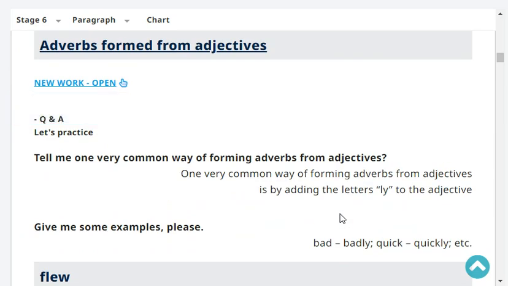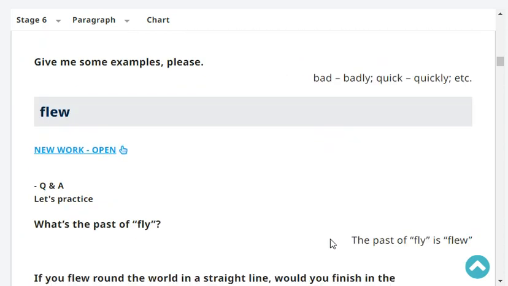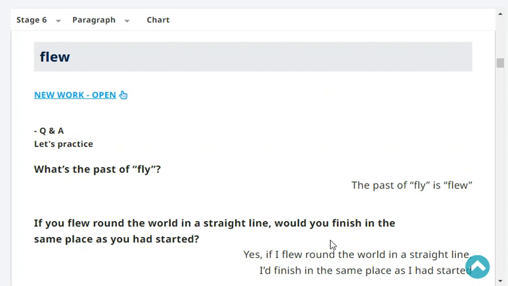First question. Tell me one very common way of forming adverbs from adjectives, please. One very common way of forming adverbs from adjectives is by adding the letters ly to the adjective. Give me some examples, please. Bad, badly. Quick, quickly, etc.